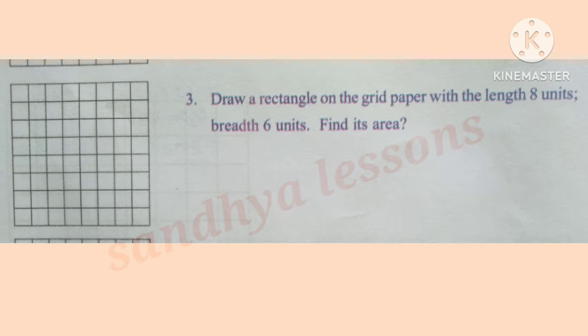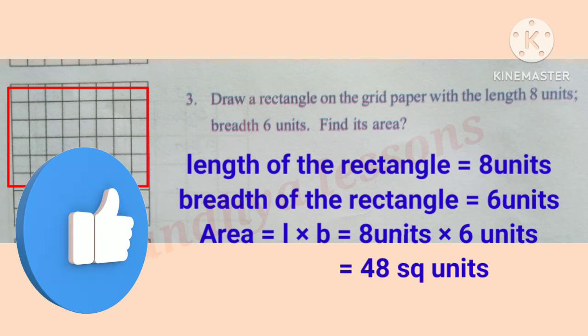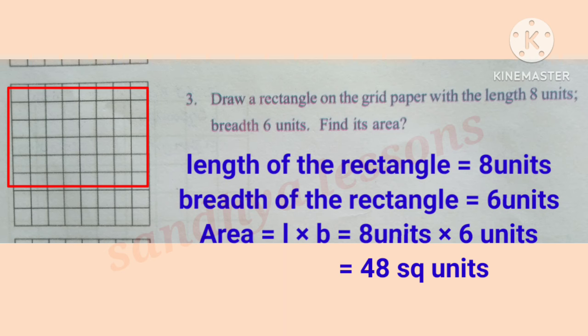Third problem, draw a rectangle on the grid paper with the length 8 units, breadth 6 units. Find its area. Solution, length of the rectangle is equal to 8 units. Breadth of the rectangle is equal to 6 units. Area is equal to length into breadth, which is equal to 8 units into 6 units, which is equal to 48 square units. Therefore, area of the rectangle is equal to 48 square units.